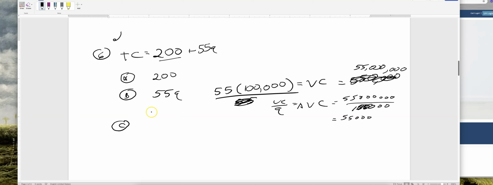Then in letter C, we're asked what the marginal cost per unit produced is. Well, that would say how much does the total cost change when quantity goes up by 1? That would be 55. And then finally in letter D, what is the average fixed cost? Well, we don't actually have a number here, right? So average fixed cost would equal fixed cost divided by quantity. So in this case, it's just going to be 200 divided by Q.